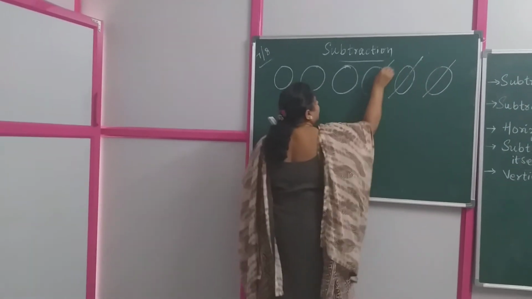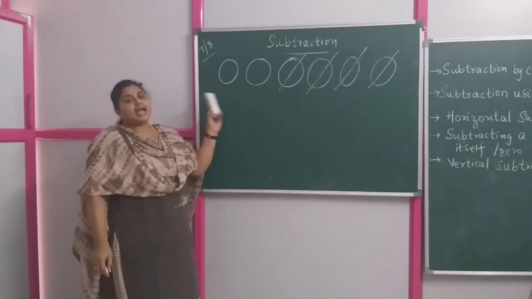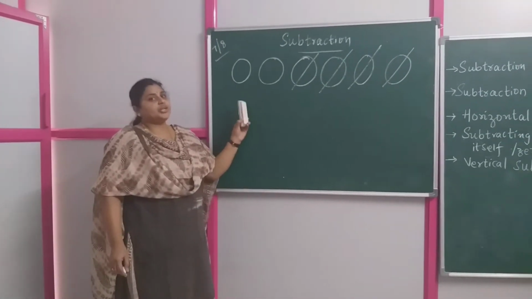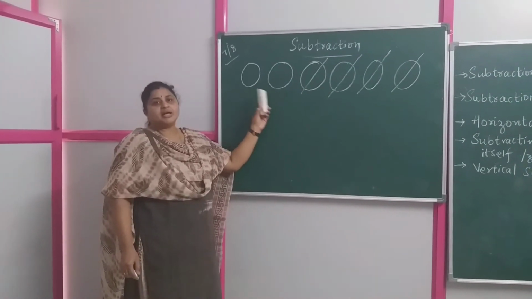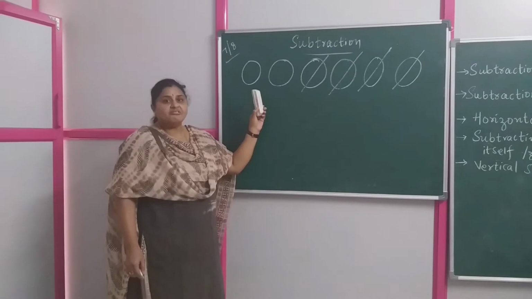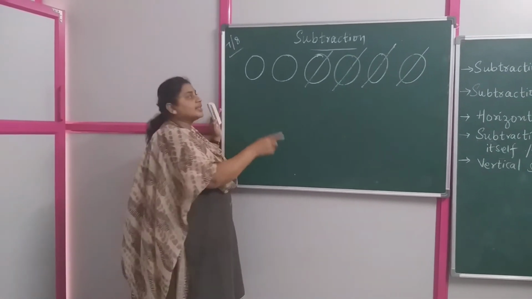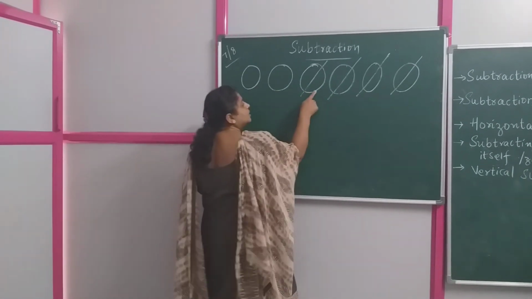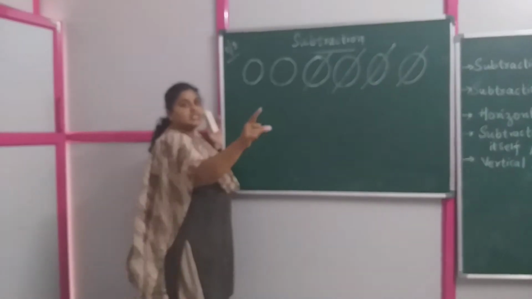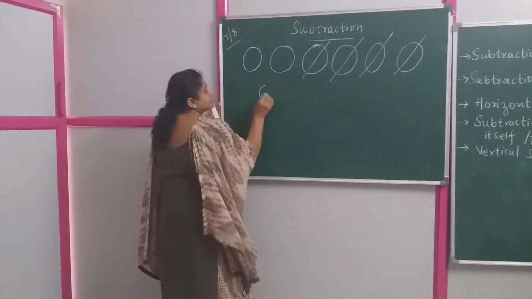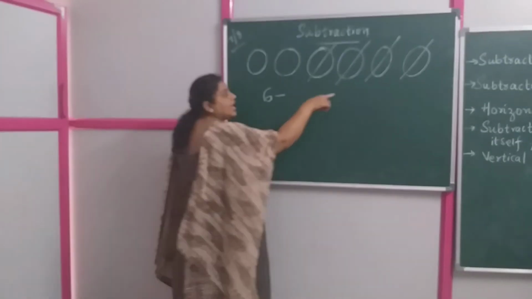I am crossing out 4. Now I give you this picture and ask you to write the subtraction fact from the picture. How do you write it? First you have to count how many circles there are. 1, 2, 3, 4, 5, 6. Total, how many circles are there? 6 circles. Minus, how many circles have you struck out?